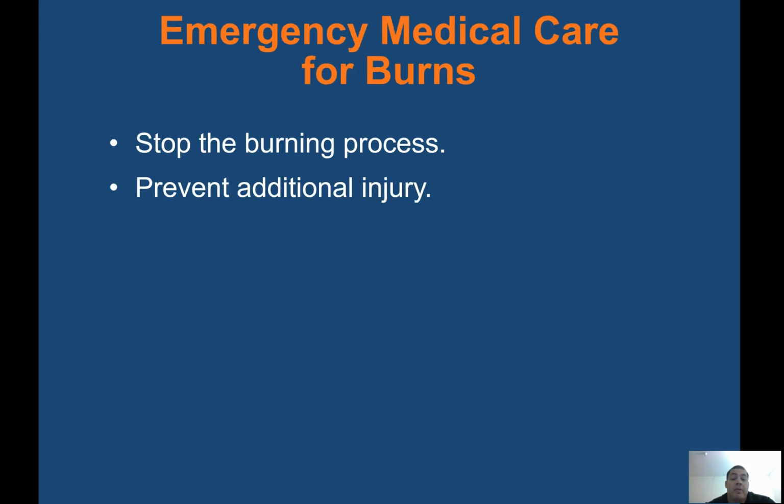So emergency medical care for burns. Stop the burning process. It's the first thing you're going to do on every burn, and then prevent additional injury. This is what you're going to do on every call. You're going to prevent any additional injury if you can.